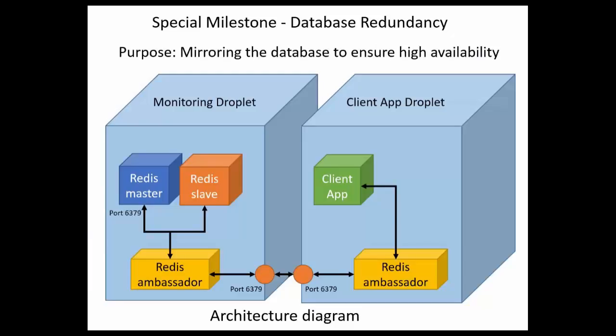Finally, let us have a look at a special milestone, database redundancy. The purpose of this milestone is mirroring the database to ensure high availability. This is the architecture diagram. It will be further explained in the demonstration ahead.